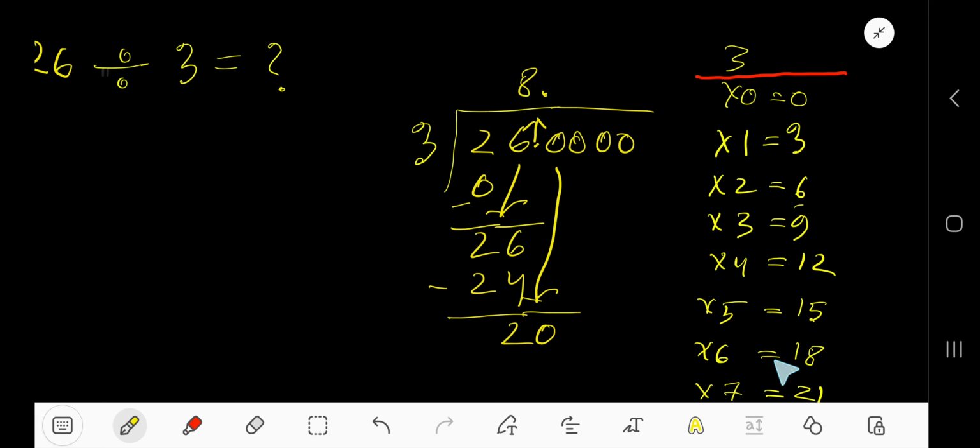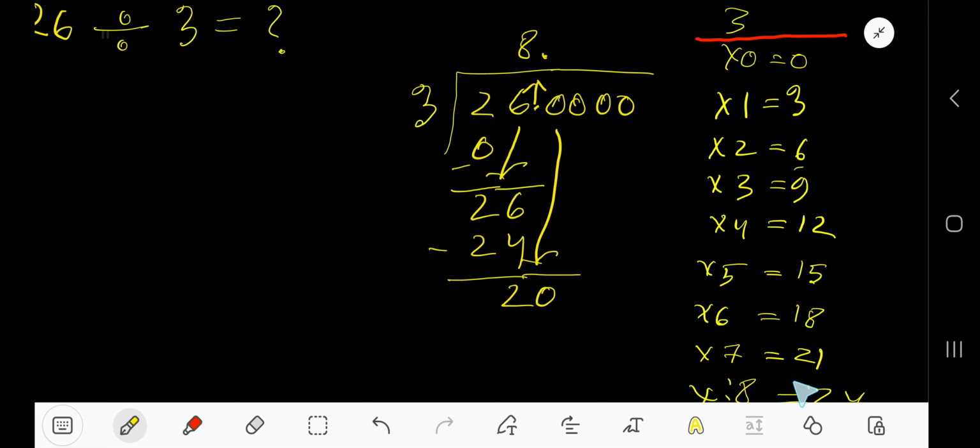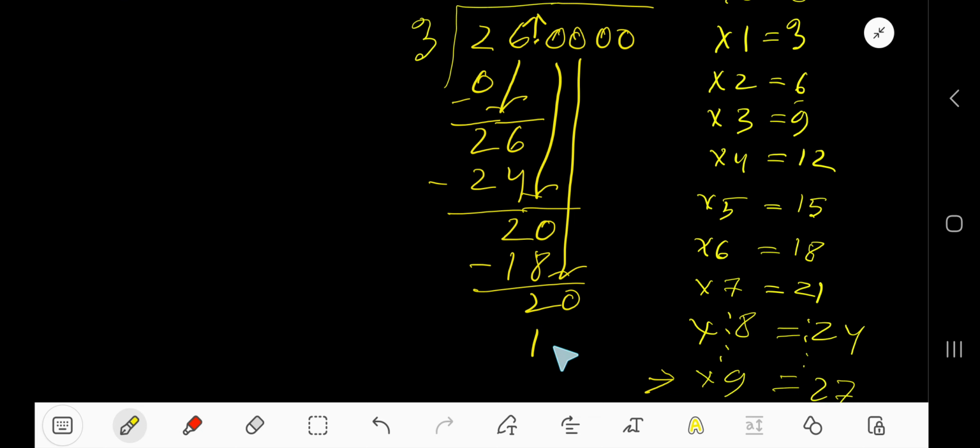3 goes into 20 how many times? 7 times is 21, so 6 times. 6 times 3 is 18. Subtract, 2 remains, bring down the 0. So 3 goes into 20 again 6 times. 6 times 3 is 18.